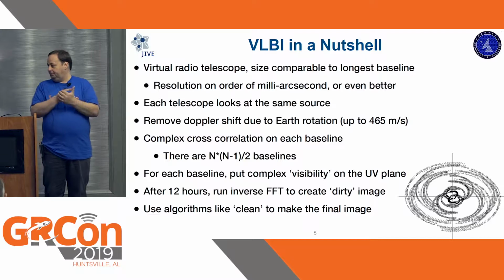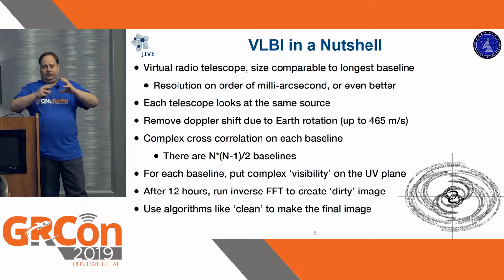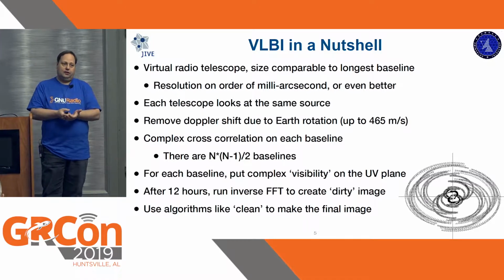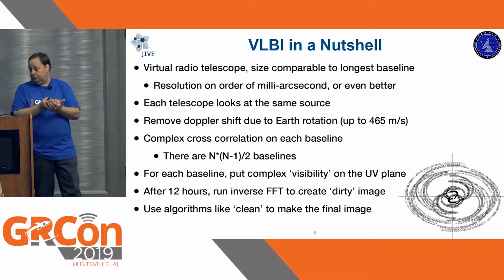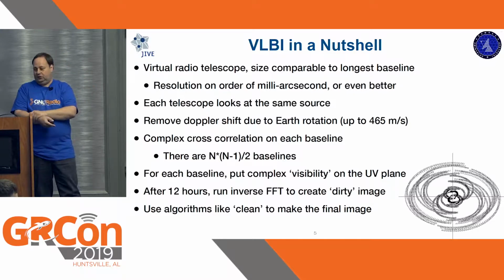So what do you need? VLBI in a nutshell. A virtual radio telescope where the diameter is comparable to the largest distance between the dishes. The resolution you get is on the order of a milli-arc second, or even better sometimes. So all these telescopes look at the same source at the same time. Before you actually process the data and correlate it together, because the Earth is rotating, and if you were at the equator, you'd actually be rotating at 456 meters per second, all the Doppler shift and all the delays to all the different telescopes from the direction that you're viewing in need to be taken out.